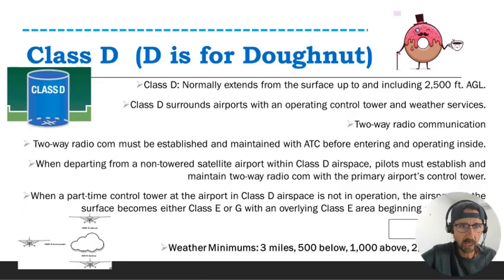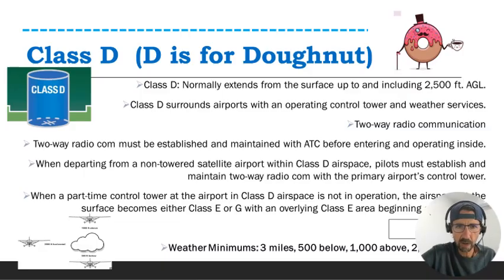So two-way radio communications must be established and maintained with ATC before entering. And then when departing for a non-tower satellite airport in Class D airspace, pilots must establish two-way radio communications and maintain two-way radio communications with the primary airport. So if you have to travel through that airspace in order to land at another airport in that veil or in that area, you have to maintain two-way radio communications.